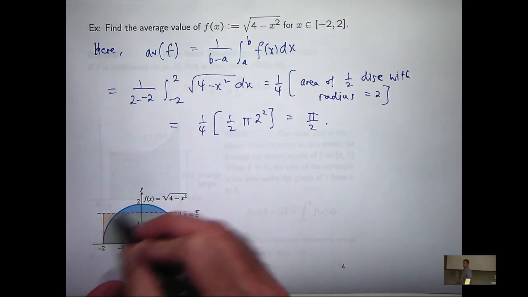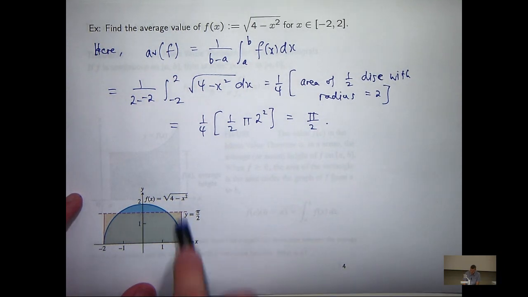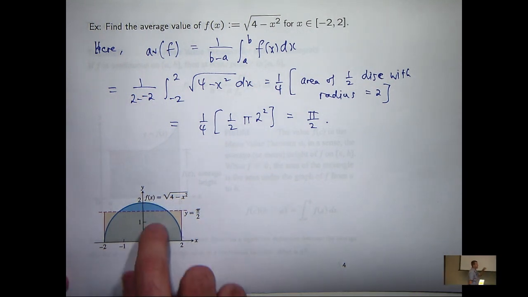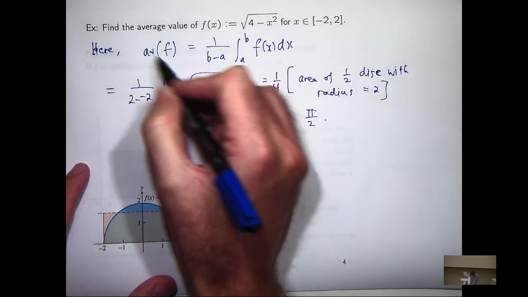Here you've got the function plotted down here as this sort of semicircular arc. You've also got, in this picture, a box or a rectangle with height equal to the average value. Now, the two shaded areas are the same. The area under the curve and the area inside that rectangle are the same value.